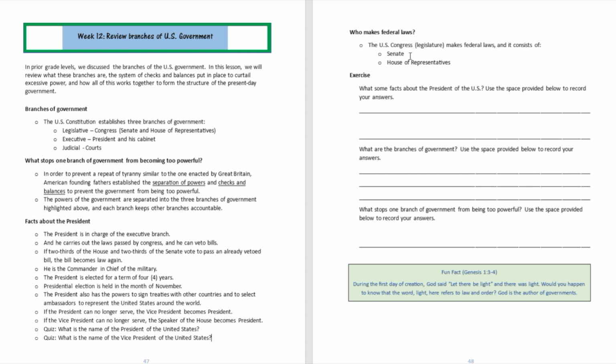Alright, who makes federal laws? Well, that's the Congress. The Congress does that. Alright, the Senate and the House of Representatives, they do that.